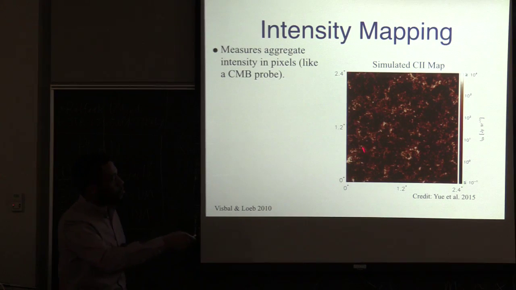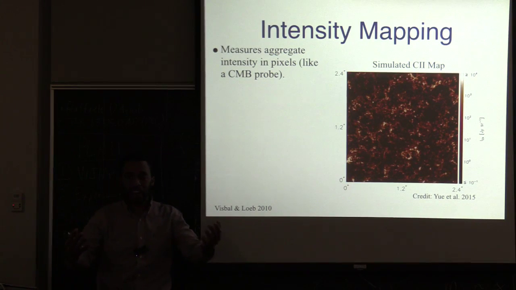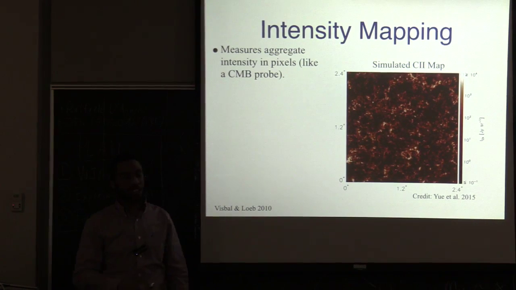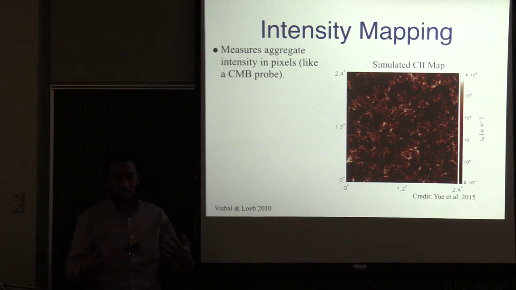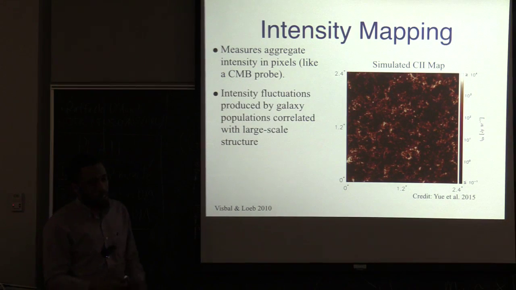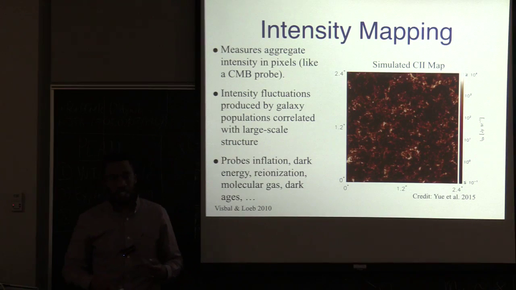Here is a simulation of intensity mapping again for C II, ionized carbon, which I showed earlier. And the idea is to use the aggregate emission from galaxies as a whole in order to probe large-scale structure. Specifically, it works just like a CMB probe in that you're seeing fluctuations, but you're not detecting the individual galaxies. You're detecting the total fluctuations. But this allows you to probe structure on large scales.